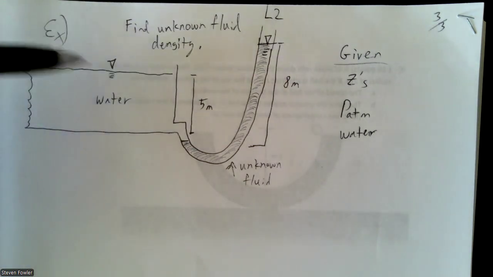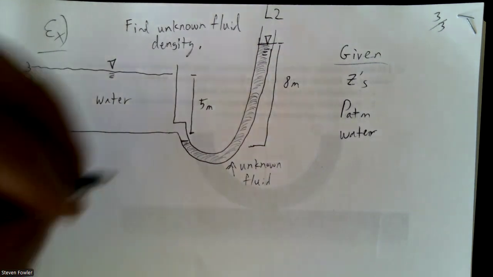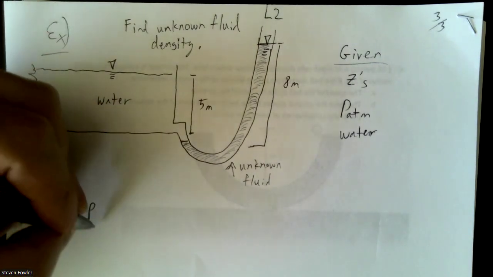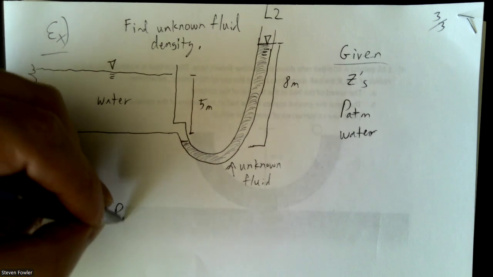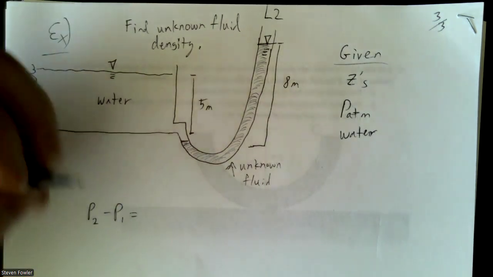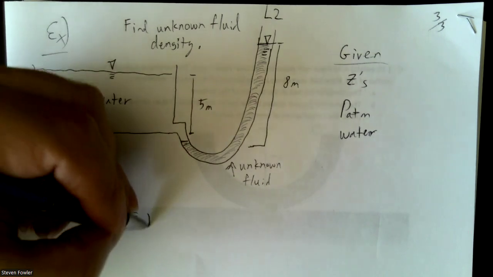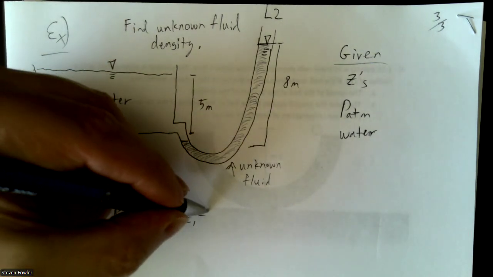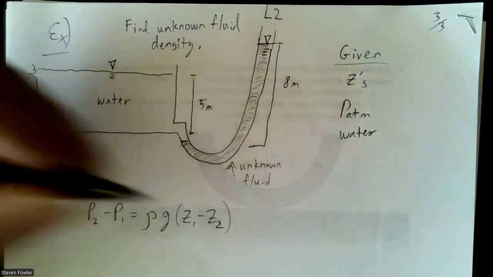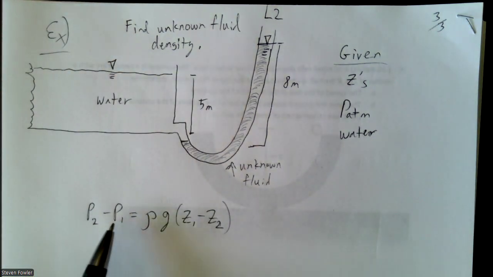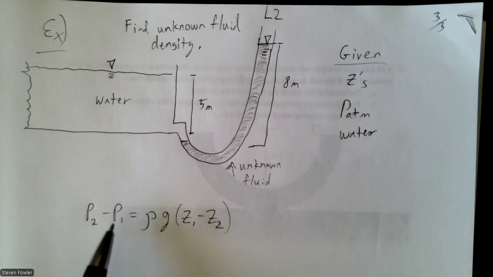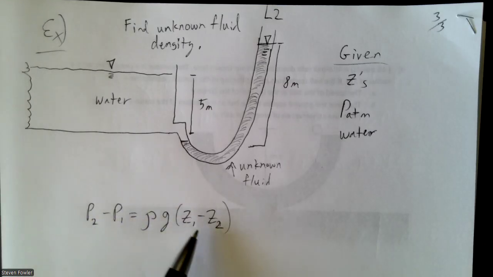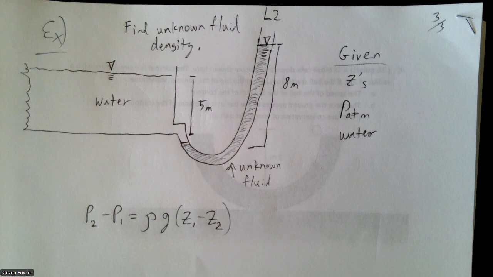And I know some pressures and I know elevations, which means I can describe that pressure change. I've got this fundamental equation that says the pressure change in a column of fluid is equal to the density of the fluid times gravity times the change in elevation, Z1 minus Z2. If it's P2 minus P1, then it's Z1 minus Z2. I could do P1 minus P2 over here, so long as I do Z2 minus Z1 there.